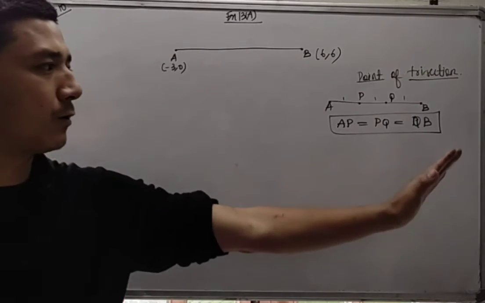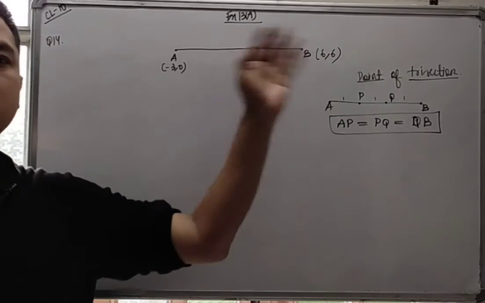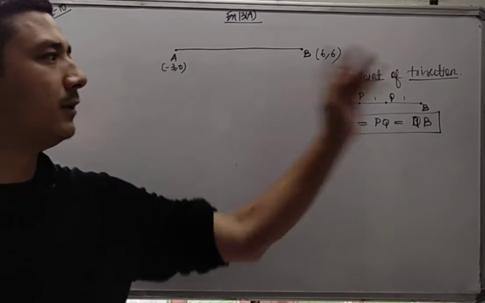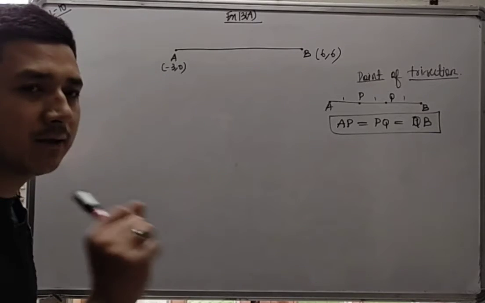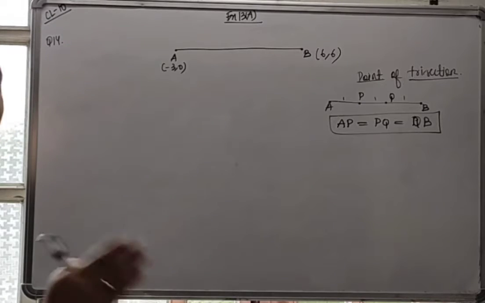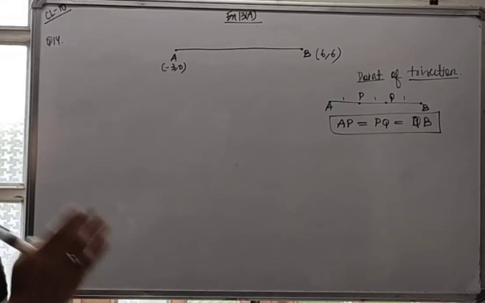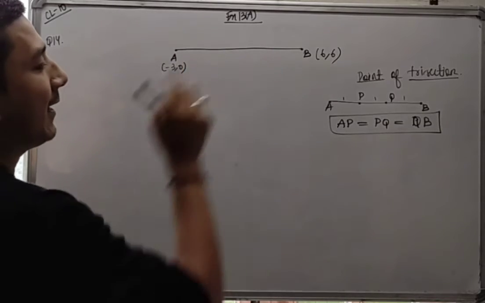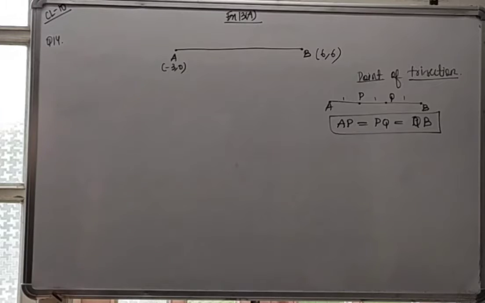I hope you're clear with this concept. 1, 1, 1, or it could be 2, 2, 2, or 3, 3, 3, or 4, 4, 4, but it has to be equal. Now the question says find the points of trisection. Question number 14 says find the coordinates of the points of trisection which divide the line joining A and B. So we know what the points of trisection are. They are those points which divide the line segment into 3 equal parts.